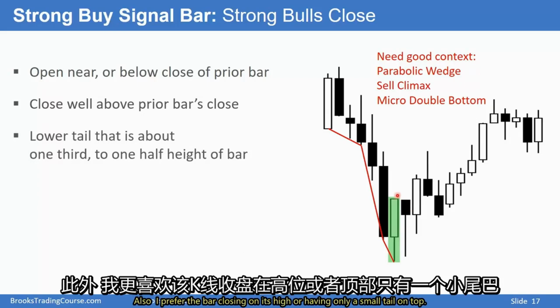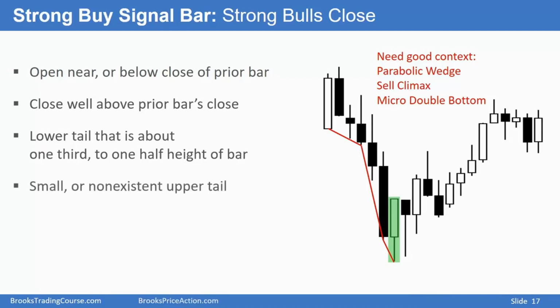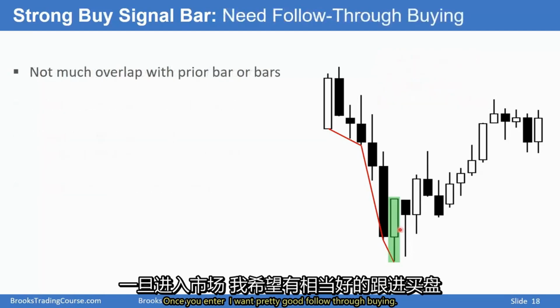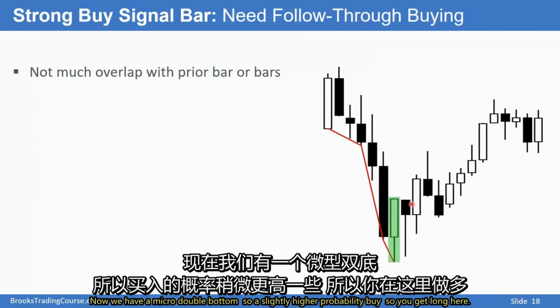Also, I prefer the bar closing on its high or having only a small tail on top. Once you enter, I want pretty good follow-through buying. You buy above this bar. Now we have a micro double bottom, so a slightly higher probability buy, so you get long here.